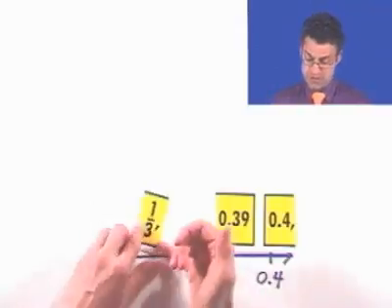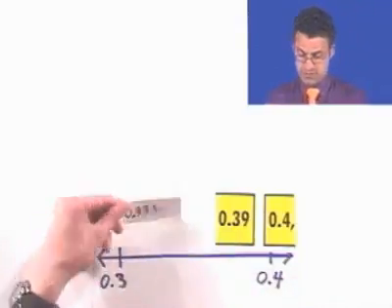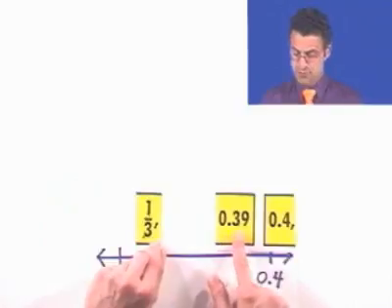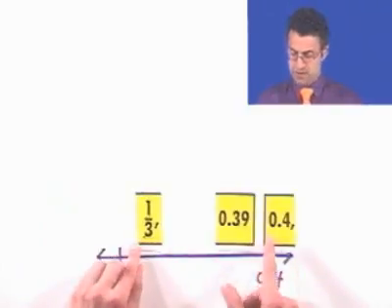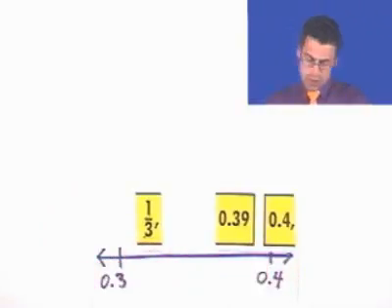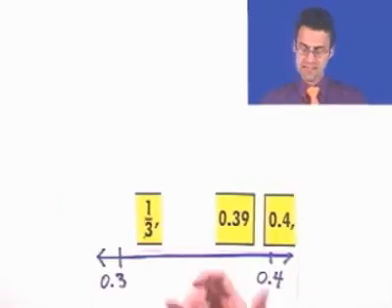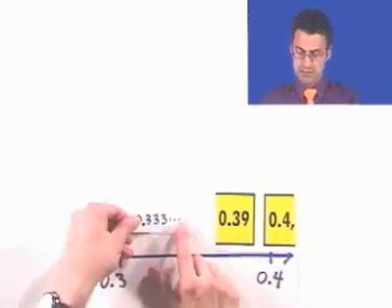1/3 is the smallest. Its decimal is 0.333 forever. The next largest is 0.39. And then the largest one out of these three is 0.4. So you can order numbers. You can look at them. The decimal expansion is an easy way to be able to compare numbers. Actually, I think easier than looking at the fraction expansion when these numbers actually can be expressed as a fraction.